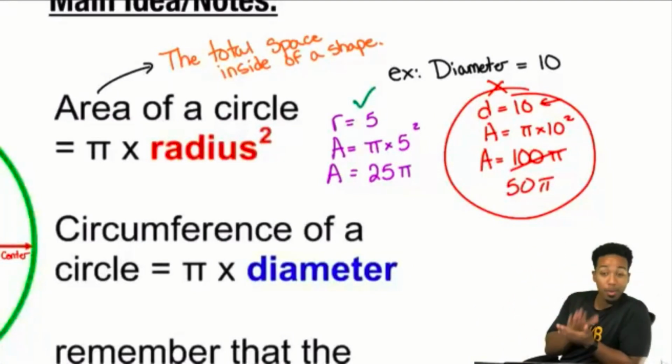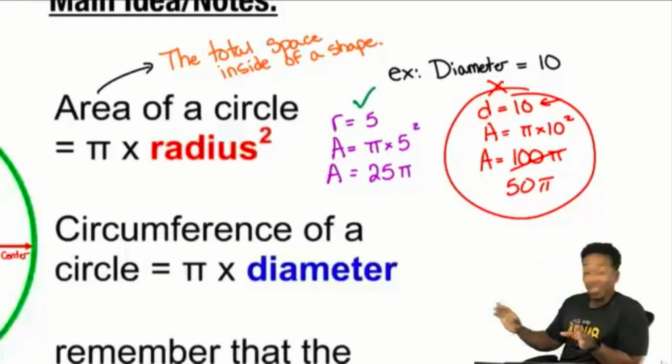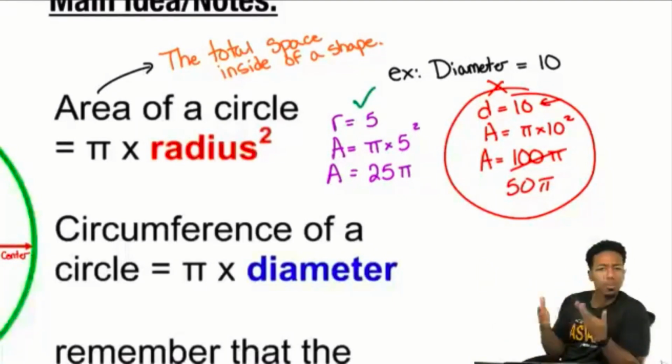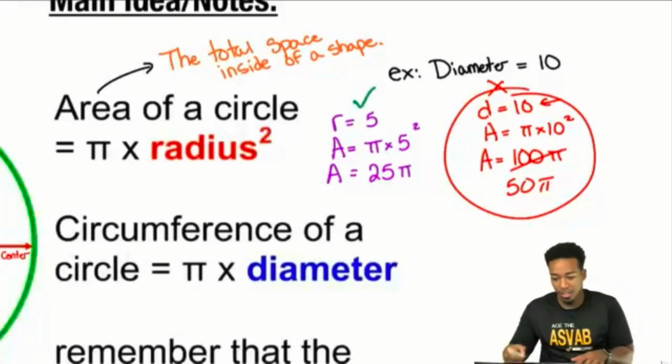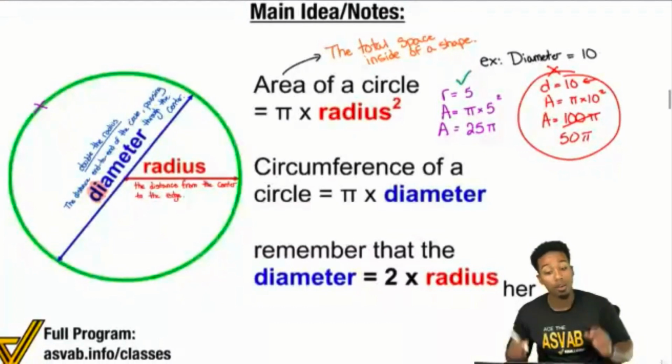So if the formula requires radius and you're given diameter, stop. Find the radius first and then continue, which is super easy, right? Diameter to radius, cut it in half. With that said, let's now talk about circumference.